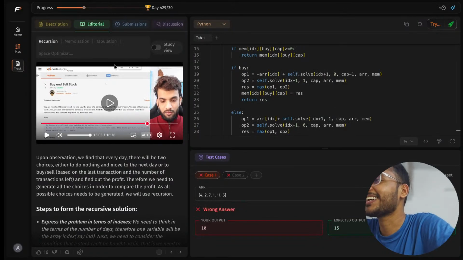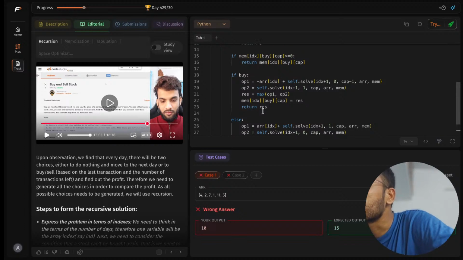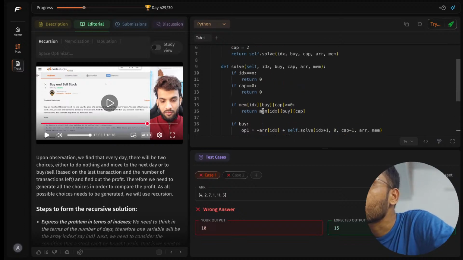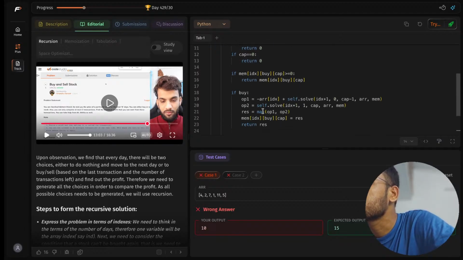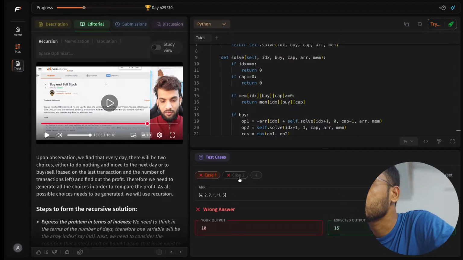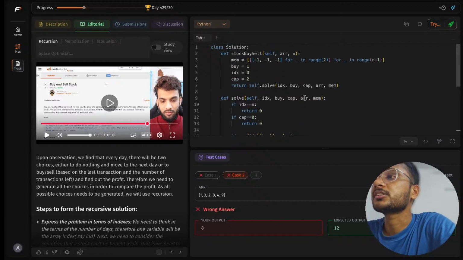It's like a stack. By the way, let's do it. I was feeling sleepy. I don't know what's wrong with it. I got 10. It's expecting 15. Here, 8, 12. Everything is messed up.